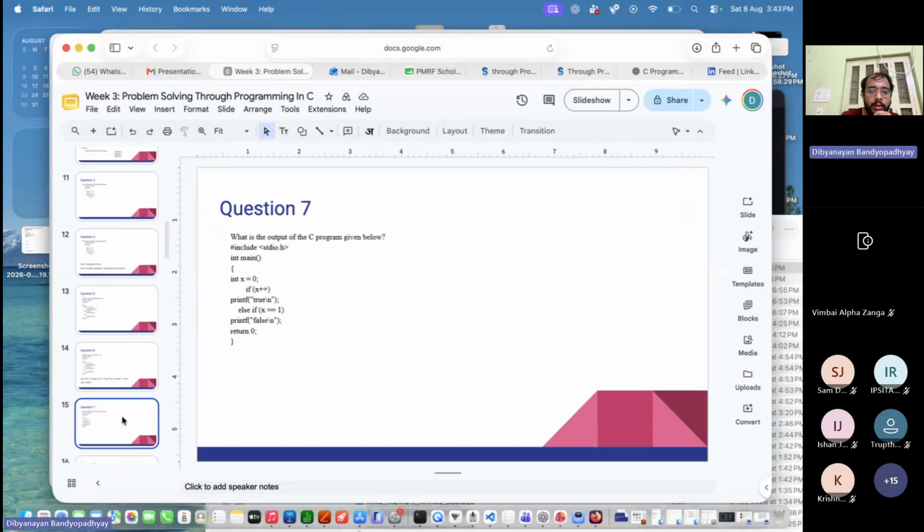Okay. So this is question number 7. So see it carefully, then try to answer. Then we'll explain again. So today's discussion is all about operator precedence and the associativity of the operators.